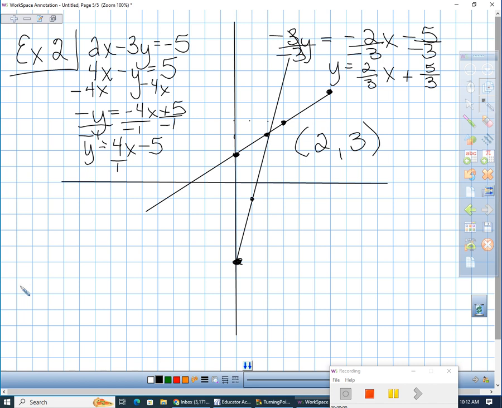So, example number 3. Go ahead and place that in there and draw your axis on it.